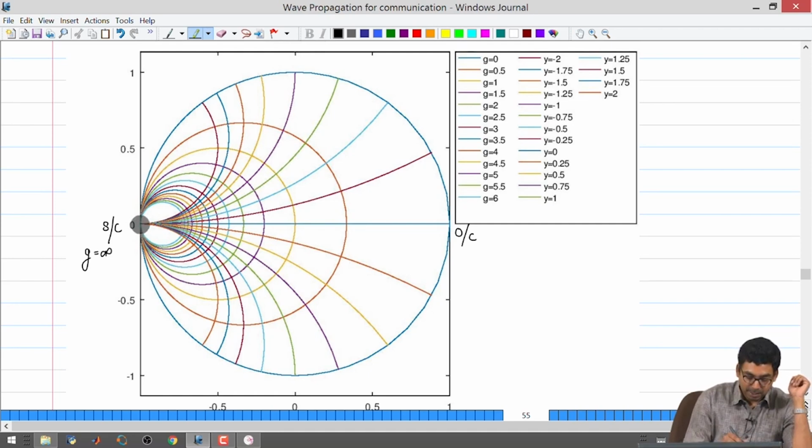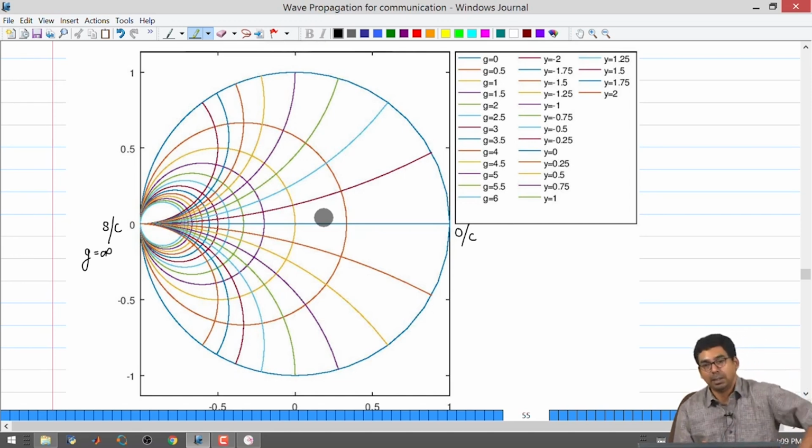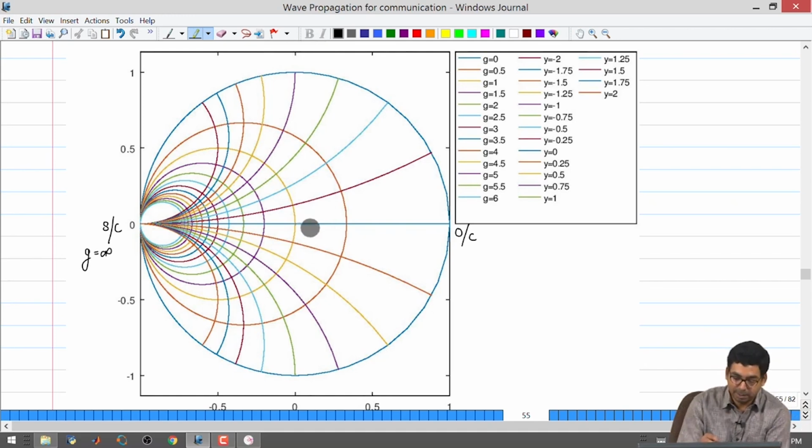Today's class is more specifically on how to navigate the Smith chart, and the application that we are going to look at is, given a load, how we are going to match that load using different techniques and arrive at the center of the Smith chart. This is the objective.